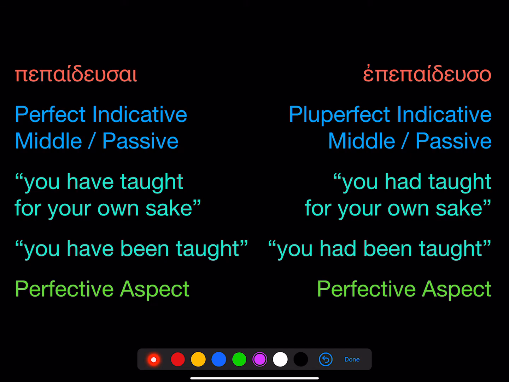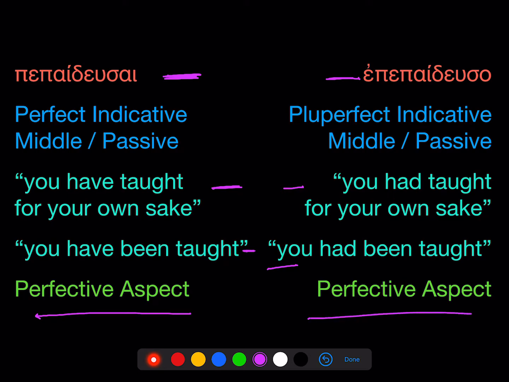So let's take a look at what these mean. Pepaideusai, the second person singular, perfect indicative middle passive: you have taught for your own sake, or you have been taught, so it has perfective aspect. Epepaideuso, the second person singular of the pluperfect indicative middle passive: you had taught for your own sake, or you had been taught, also with perfective aspect.